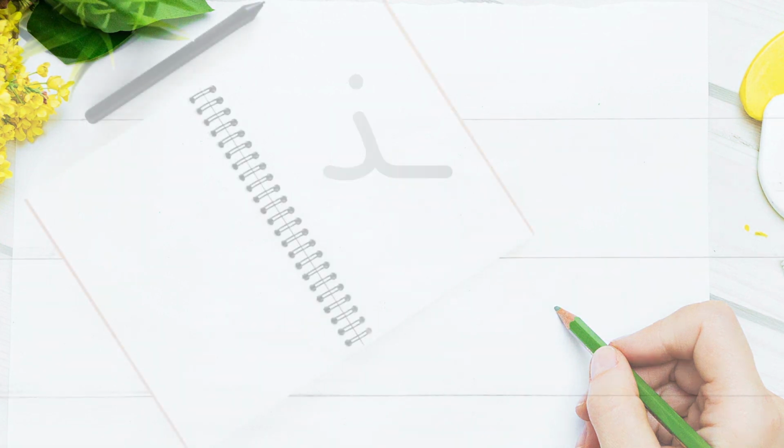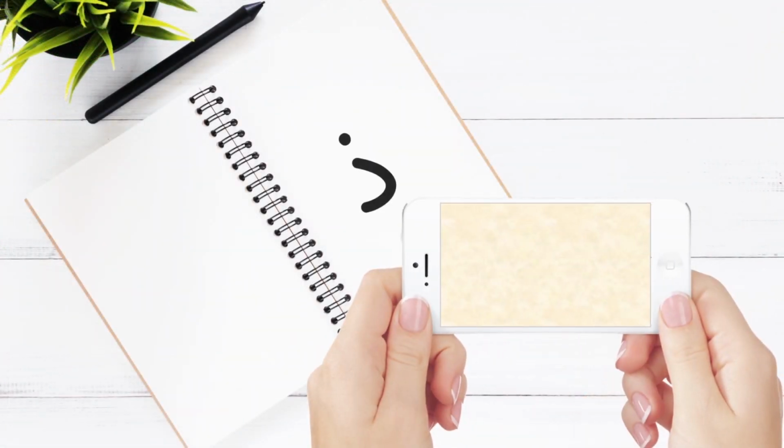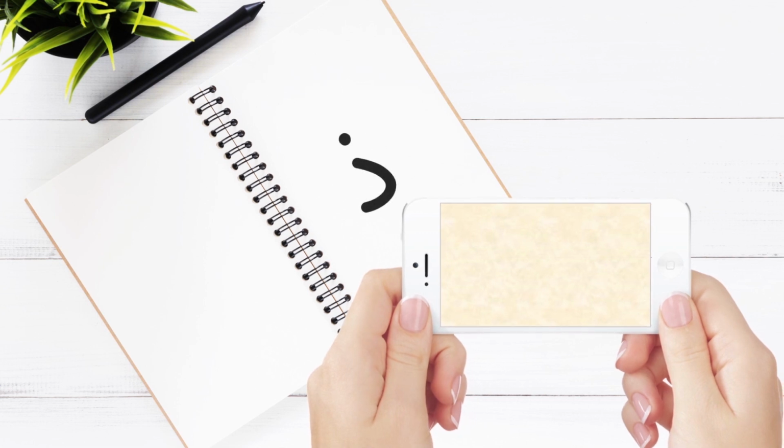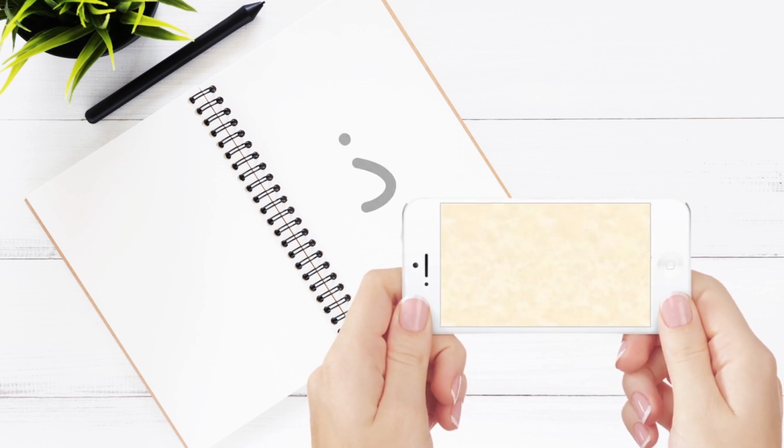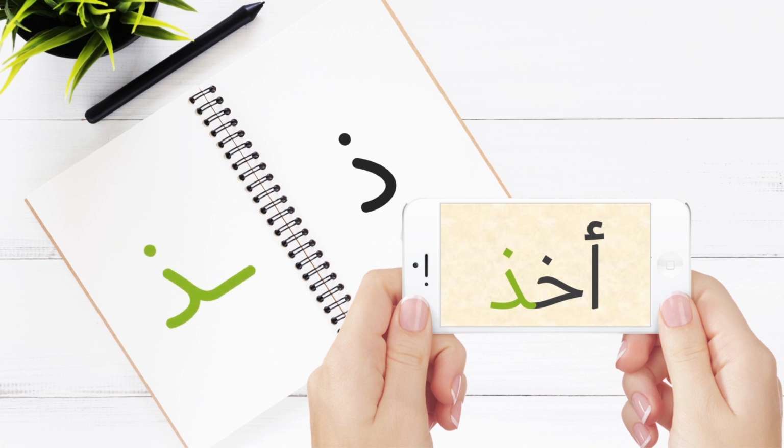To see these two forms in actual words, let's check some examples. Here, Dhāl came in initial position. It stands totally alone, taking the isolated form. When it comes in a medial position, it joins the preceding letter that ended in a connecting segment. In a final position, it takes the same shape as in the medial, starting from the connecting segment.